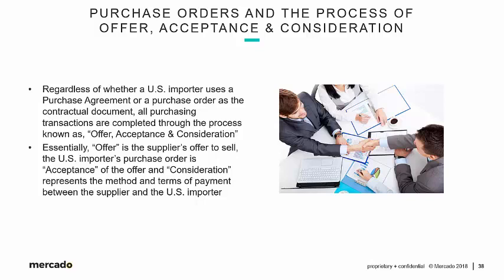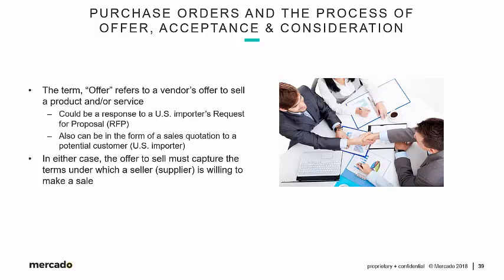Second bullet, to kick off this explanation of the process, essentially, offer is the supplier's offer to sell, the vendor overseas offering to sell to the U.S. importer. From there, the U.S. importer's purchase order is acceptance, exactly what the term would imply, acceptance of the offer to sell. Perhaps after some negotiation, but acceptance in and of itself. And consideration, which we won't talk too much about at all, represents the method and terms of payment between the supplier and the U.S. importer. We're focusing on the offer to sell and the purchase order as tangible proof of the acceptance of that offer to sell. Really the foundation of the documentation trail.